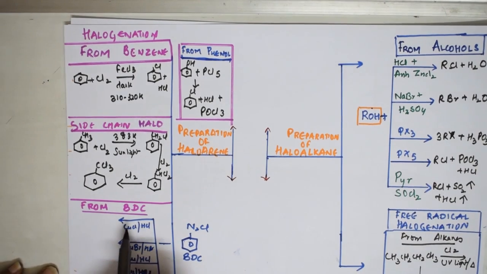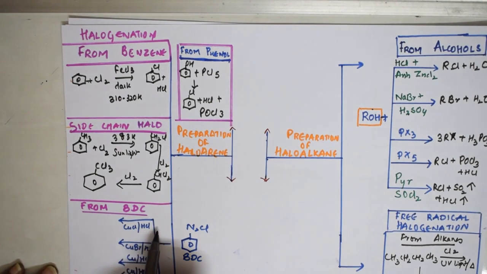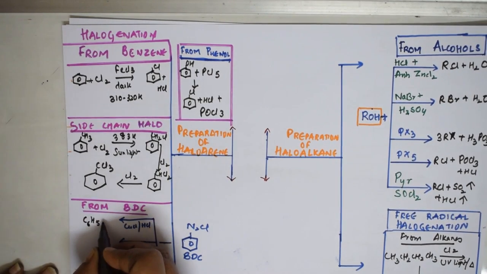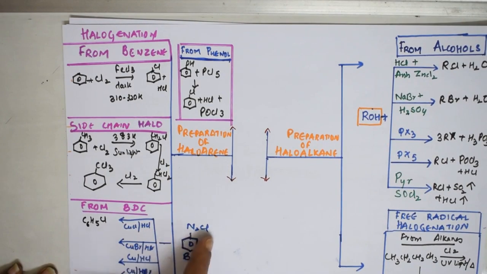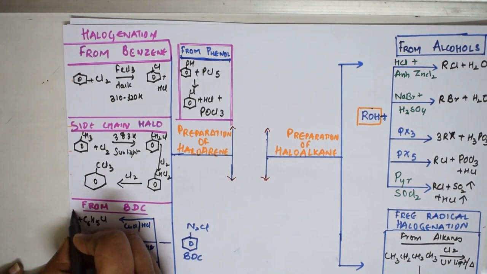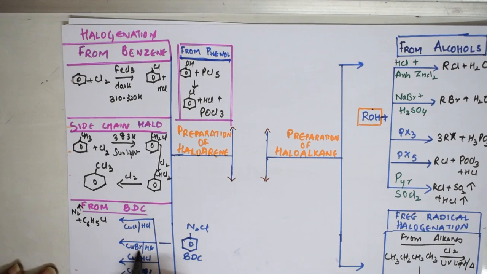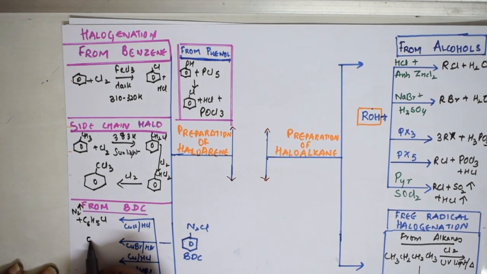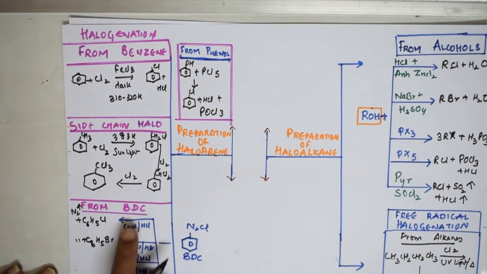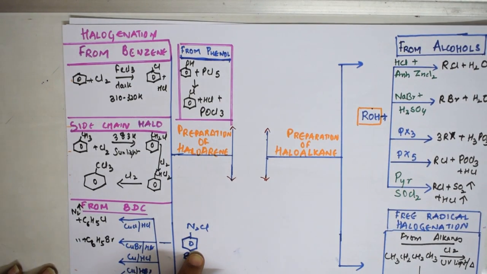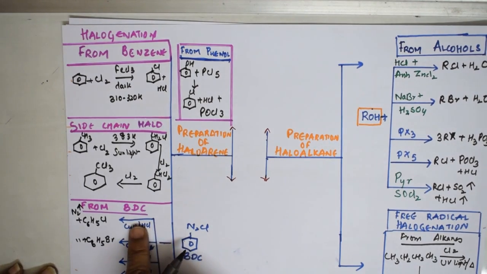Then let's see. Suppose I take CuCl plus HCl, what product do I get? The benzene ring, the product which I get is C6H5Cl. Okay, CuCl, HCl. So remember, nitrogen gas is released every time. I will not write it every time, but nitrogen gas is released. Okay, now you are introducing CuBr and HBr. You get C6H5Br plus nitrogen gas. Now these two reactions with BDC are called Sandmeyer reactions. So remember, CuCl with HCl, CuBr with HBr is nothing but Sandmeyer reaction.